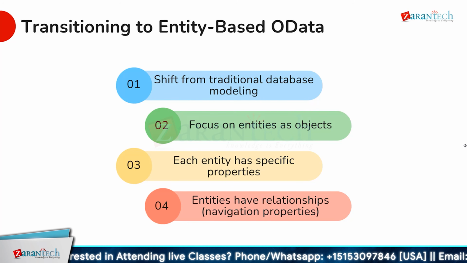This clear definition of attributes allows for better organization and access to data. Moreover, entities are not isolated. They have relationships with one another, known as navigation properties. These relationships help us understand how different entities interact. For instance, a product entity might be linked to a category or a supplier. By focusing on these entities and their relationships, we can create a more structured and intuitive way to handle data. This transition enhances data access, making it easier to query and manipulate information as needed.